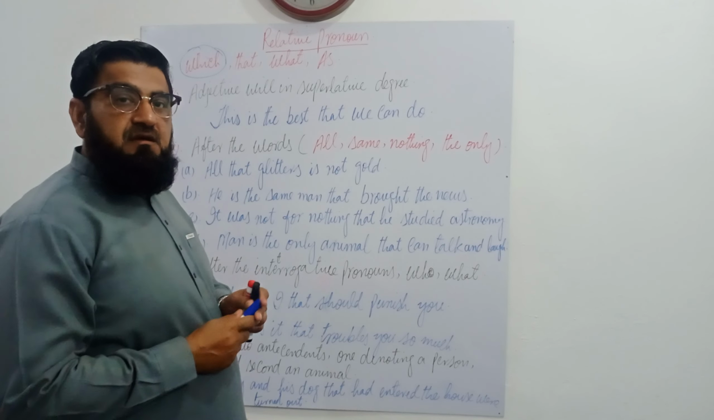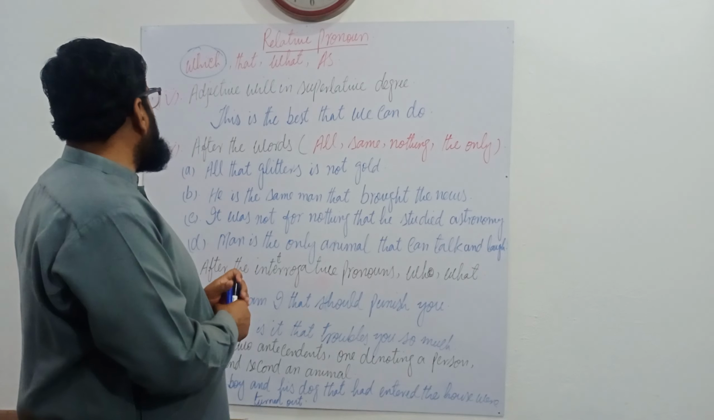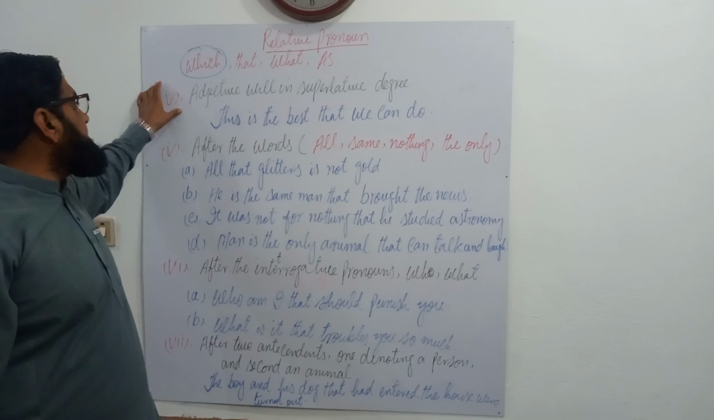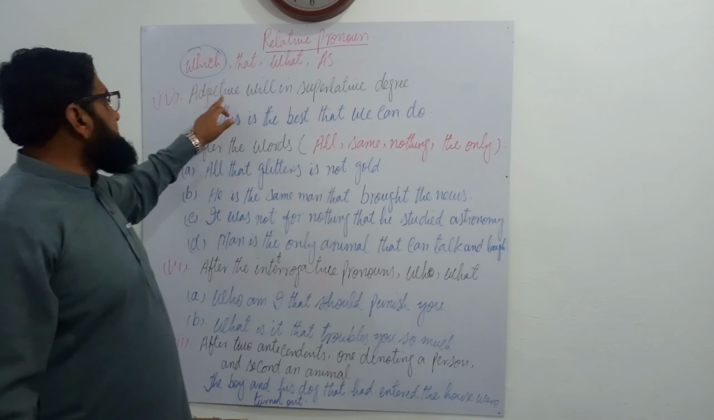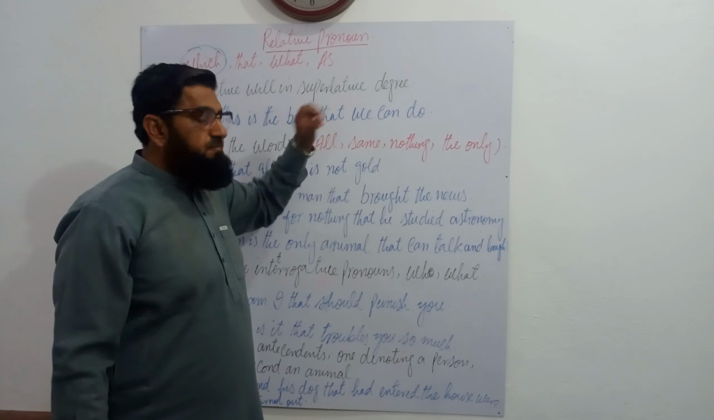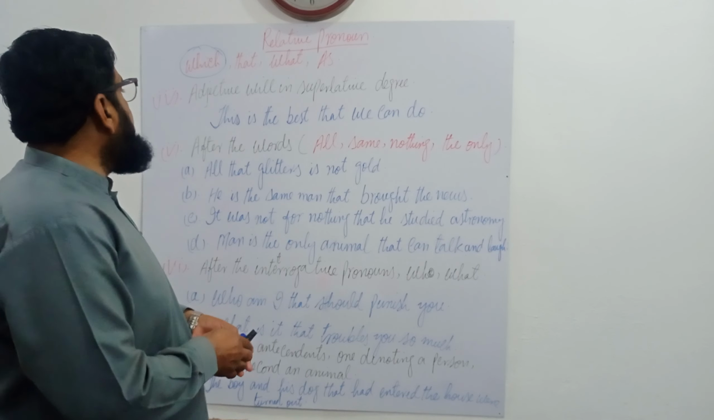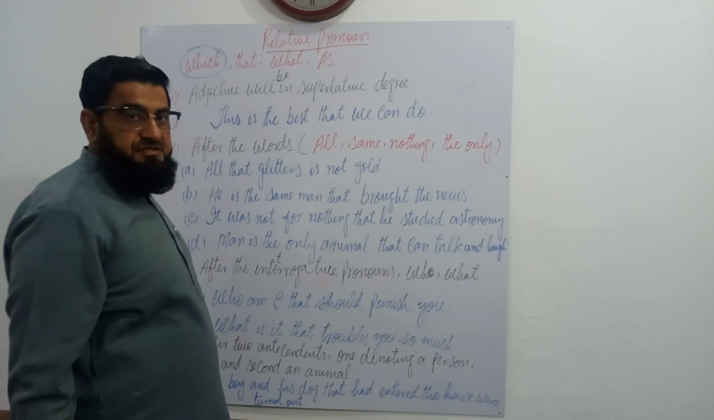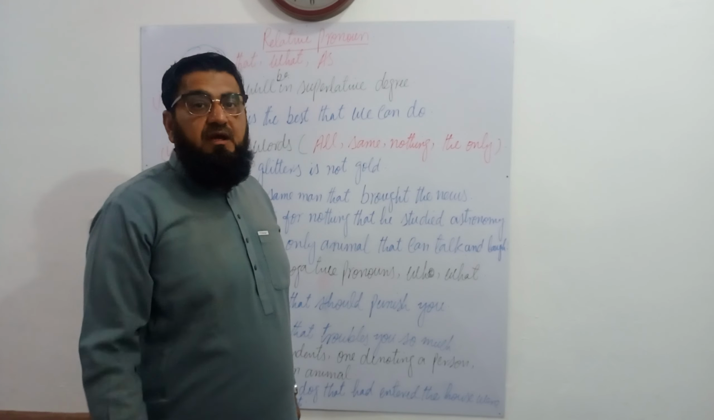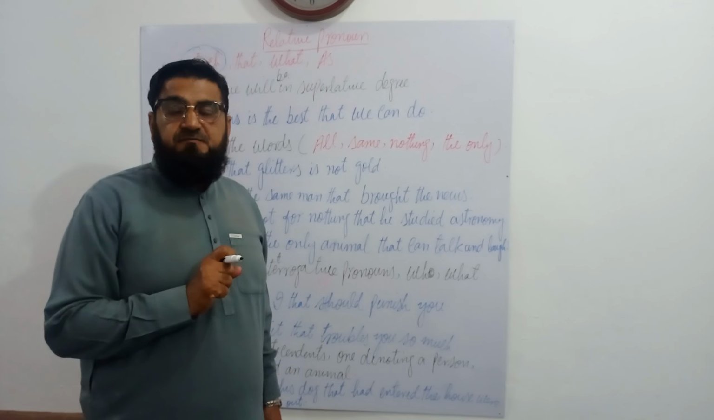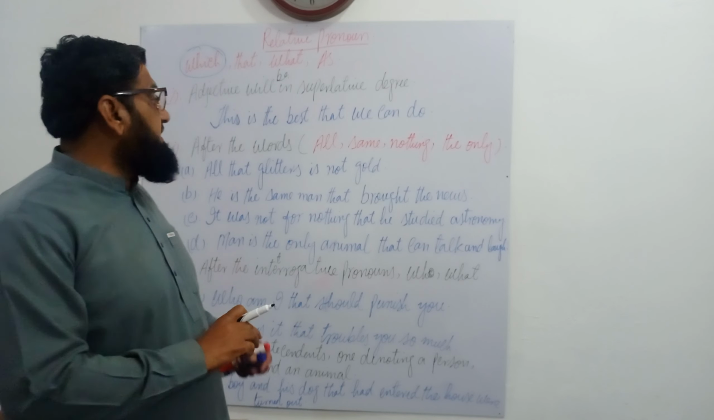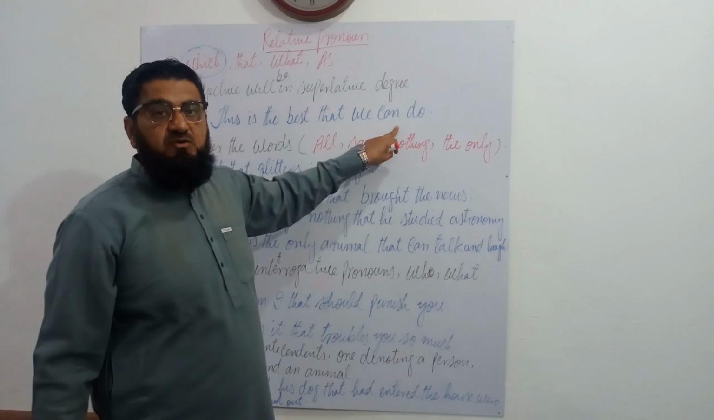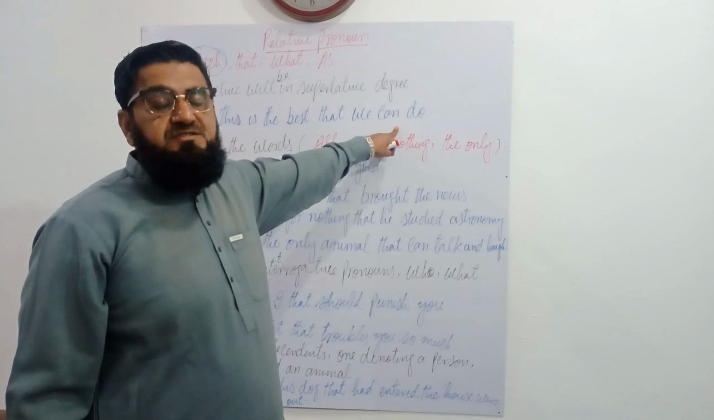I have continued the use of that. We have covered three so far. Now the fourth use: the adjective will be used in superlative degree. When that is a relative pronoun and we are going to use an adjective, we will use only the superlative degree. For example, this is the best that we can do. So there is a grammatical restriction here.